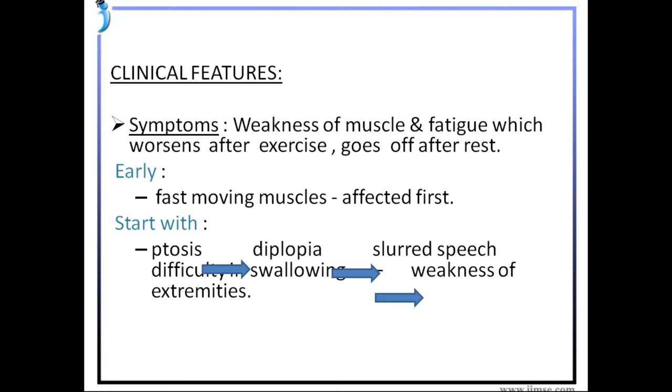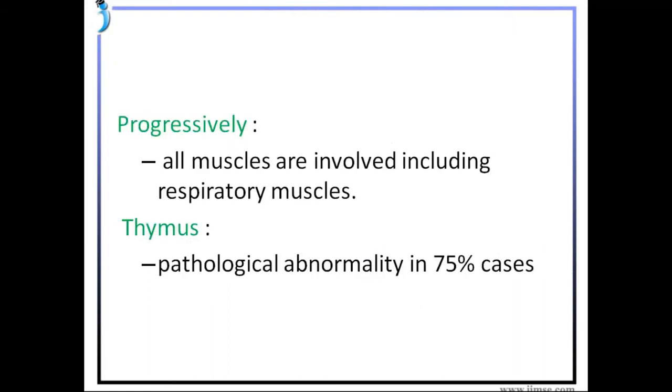All right, this is how you can differentiate. Initially, the early features are that fast-moving muscles are involved. What are fast-moving muscles? Those which contract fast and also fatigue very fast. To start with, there is ptosis, the drooping of the eyelid, which is also associated with diplopia, that is, double vision, and also slurred speech. There is also difficulty in swallowing and weakness of the extremities. It also progresses to all the muscles, including the respiratory muscles.